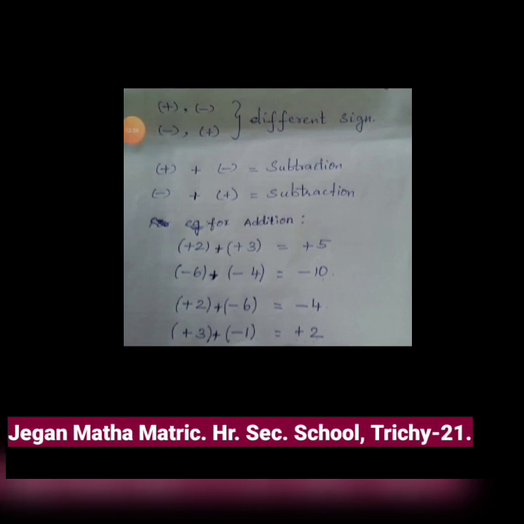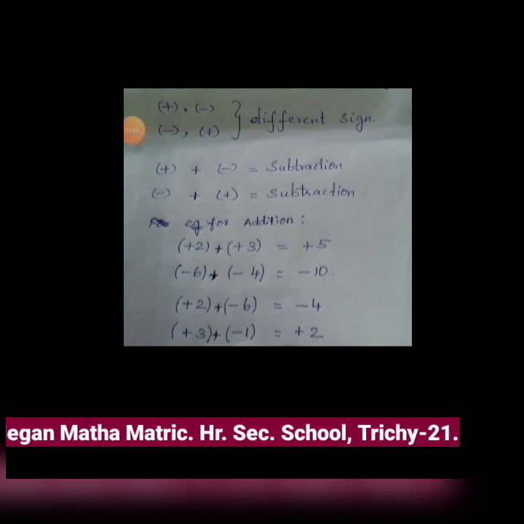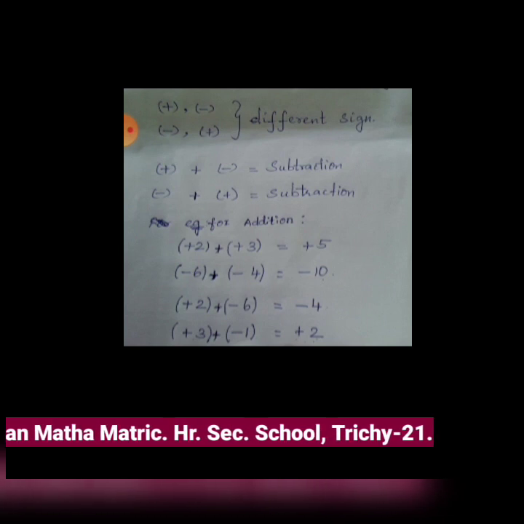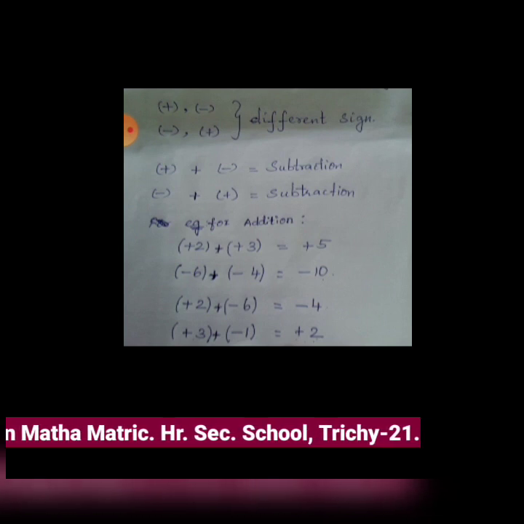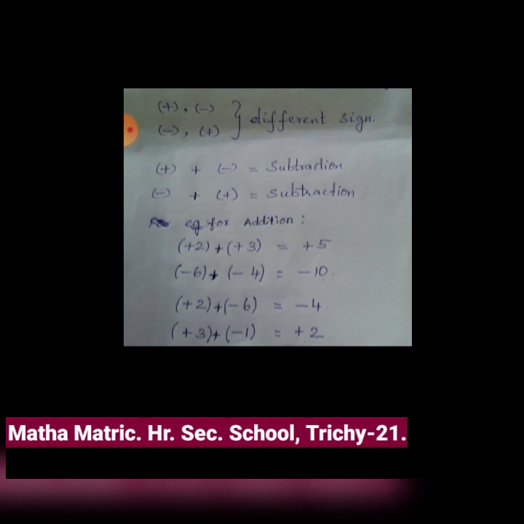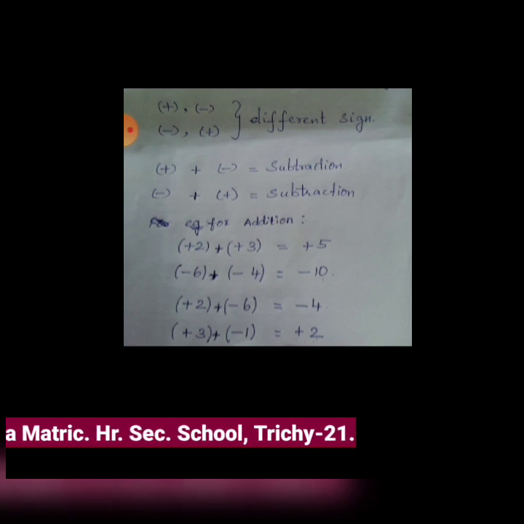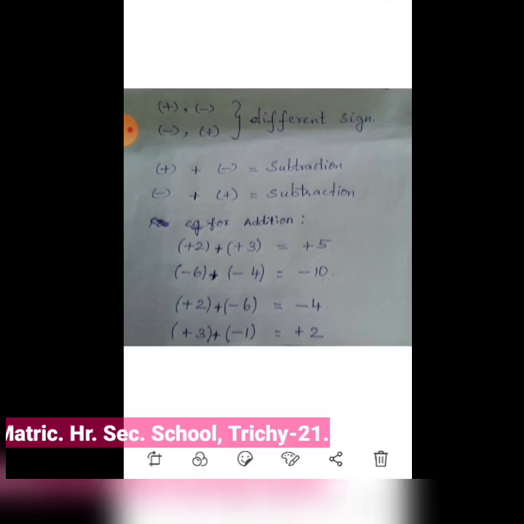Suppose the two numbers have different signs. That means one number is positive and the other is negative, so these two numbers are considered different sign integers. When we add different sign integers, the sum will be the difference between the two numbers.